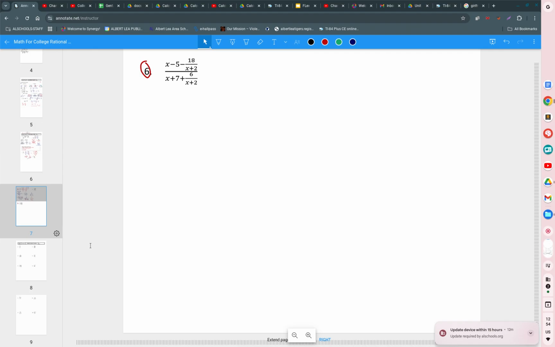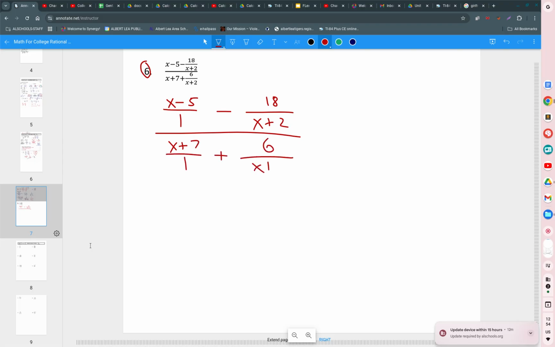We'll do our last one together, which is problem number 6. I'm going to write this as x minus 5 over 1 minus 18 over x plus 2 all over x plus 7 over 1 plus 6 over x plus 2. What's going to be my common denominator both for the top as well as the bottom? X plus 2. Yeah, so all you need to do, the right side has an x plus 2. So I'm going to multiply the top and bottom of the left side by x plus 2.